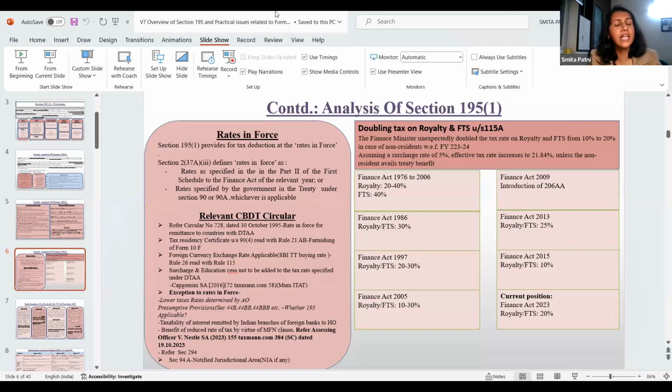Again in 2015, at the time of Mr. Arun Jaitley, the rates were reduced back to 10%, saying that it was to enhance or increase foreign funding in India for the young entrepreneurs. So the rates were again reduced.